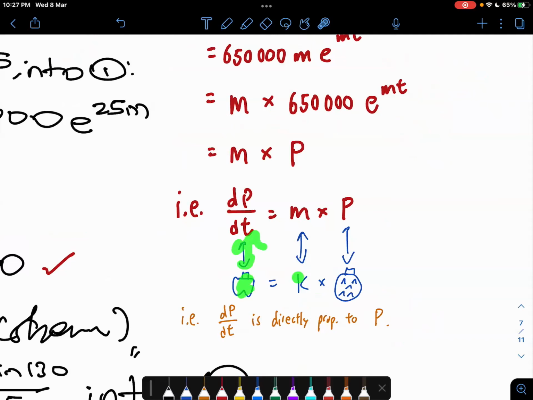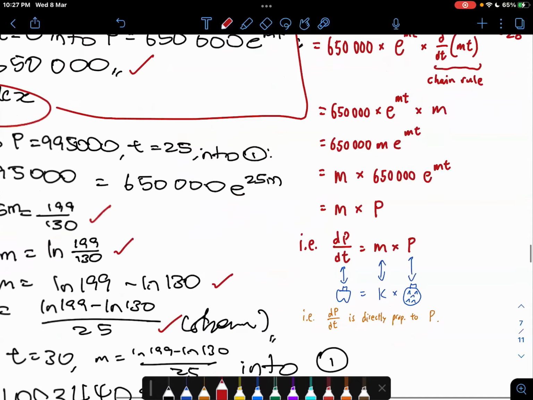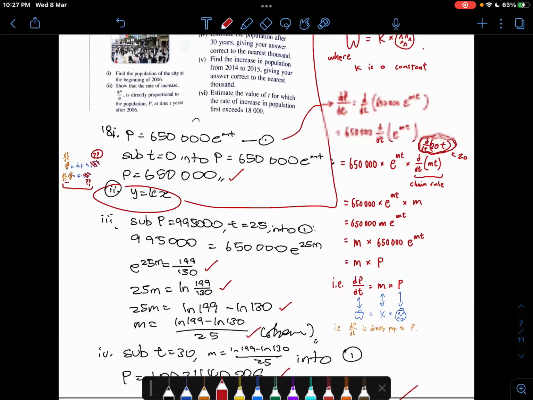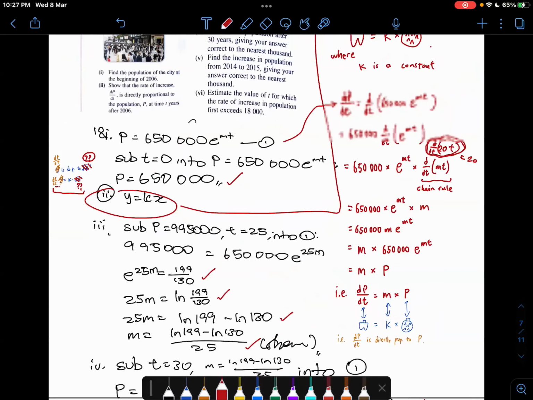Analogy with apple equals k times durian. Apple is directly proportional to durian. dP by dt equals some constant times P, means dP by dt is directly proportional to P. So to answer the question, show that the rate of increase is directly proportional to P. Yeah, that's it. We managed to show it.